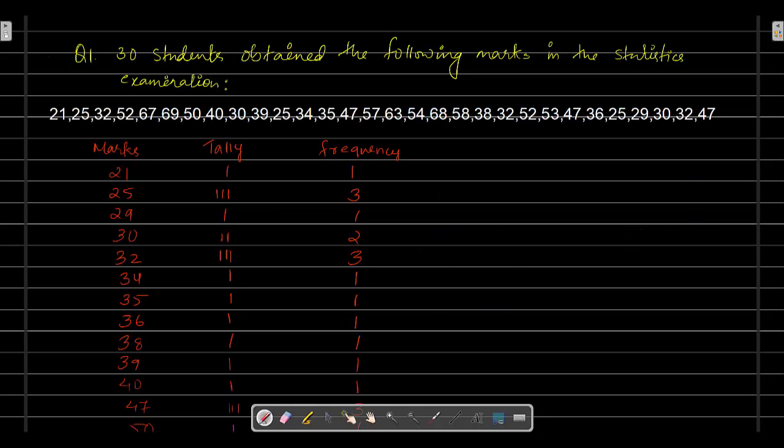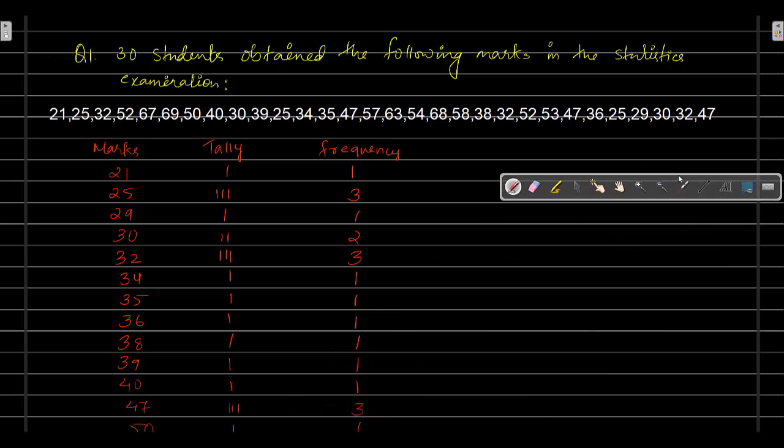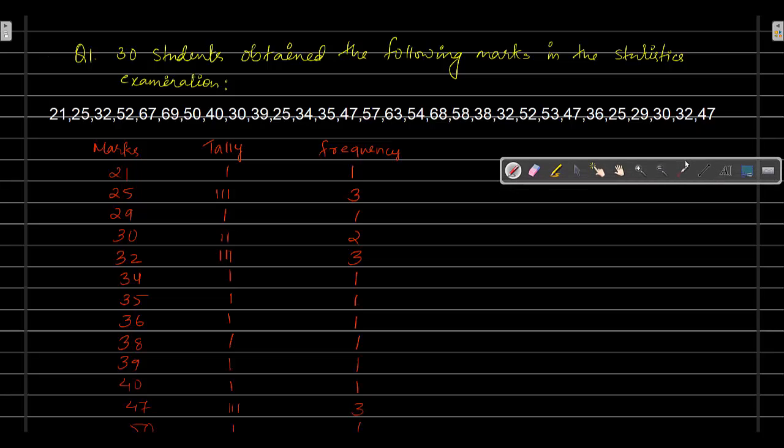All right. So I've already calculated here just to save time. So I'm just going to clarify or explain to you how I have solved this question. Question number 1 says 30 students obtained the following marks in the statistics examination, and these are the following marks of 30 students. Now, we are asked to construct a discrete frequency distribution for the above data.